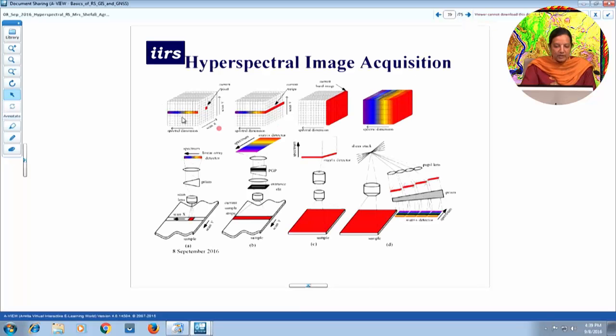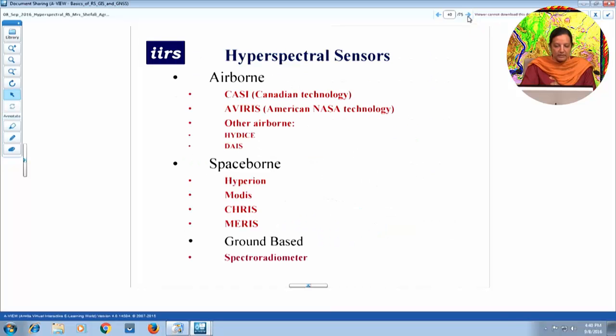Blocks of images are scanned and the whole image is reconstructed. This is another perspective of it. What you see is pixel by pixel scanning and a line is constituted. This is line scanning, area scanning, and this is how the final hyperspectral image is acquired.